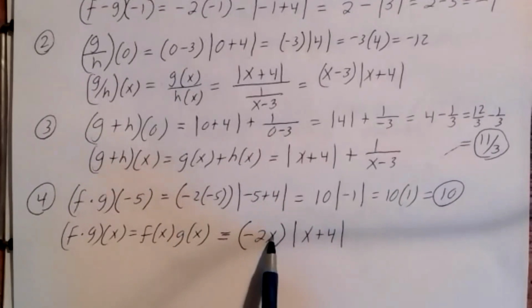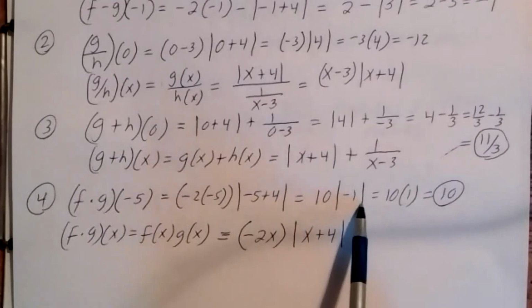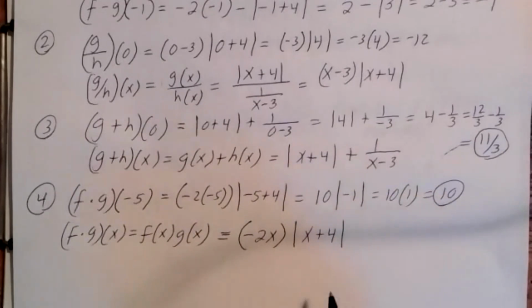So -2 times -5 times the absolute value of -5 plus 4. There's going to be 10 times the absolute value of -1. The absolute value of -1 is 1. 1 times 10 is 10. The answer is 10. Anybody get 10 for number 4?